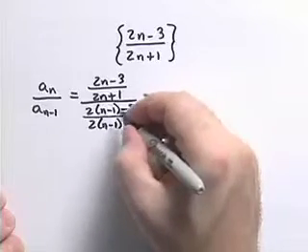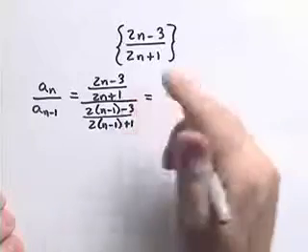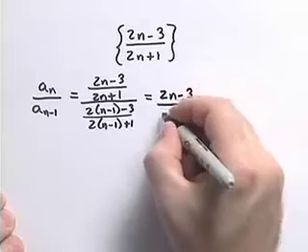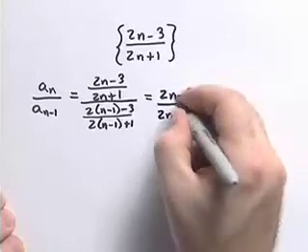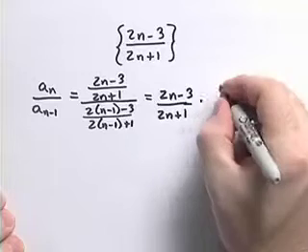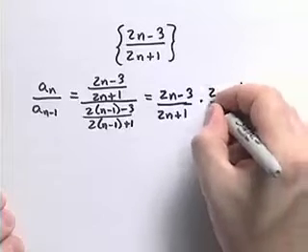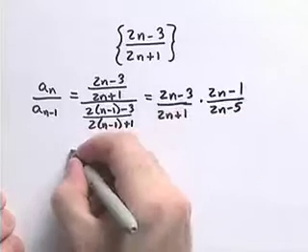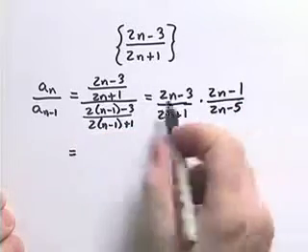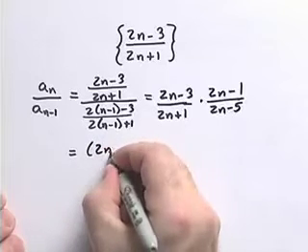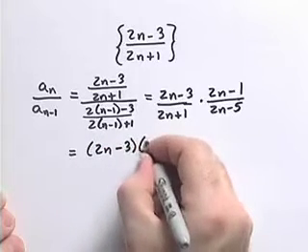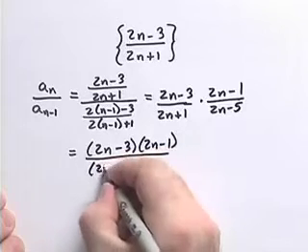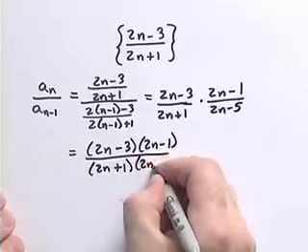If we invert or clean up this denominator and then take the reciprocal and multiply, we'll have (2n − 3)/(2n + 1), so that's our numerator here, times (2n − 1)/(2n − 5). If we go ahead and do that multiplication, we'll just write this again as (2n − 3)(2n − 1), that's our numerator now, and our denominator would be (2n + 1)(2n − 5).